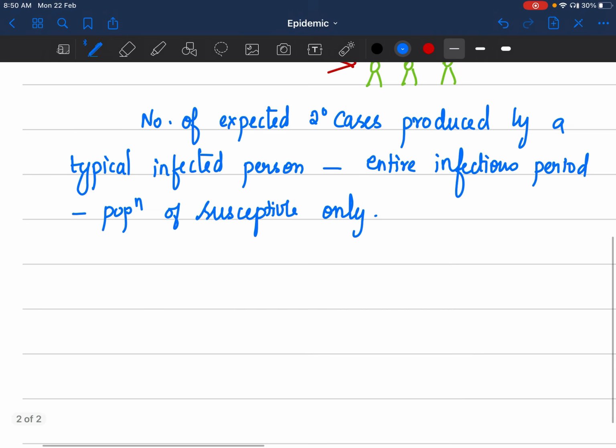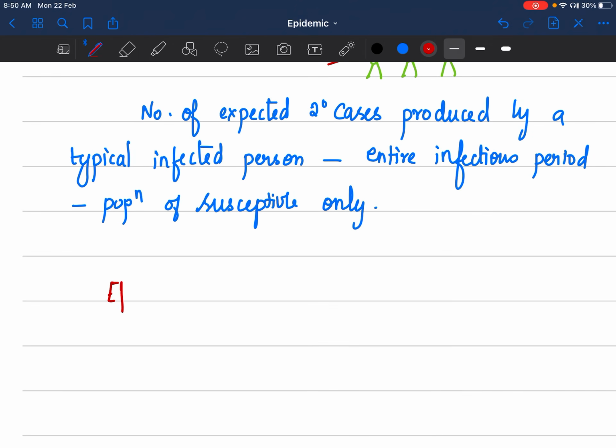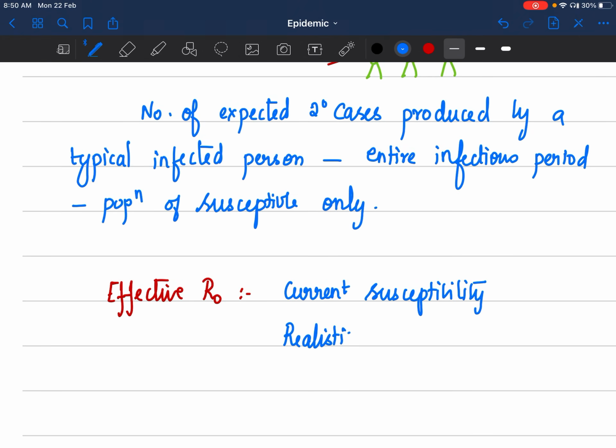So what happens in reality is something called an effective reproduction number. So what is an effective reproduction number? It gives the current scenario. The population's current susceptibility is taken into account. So what are the factors it will depend on? It will depend on the immunity in the population. The immunity can be due to the vaccination program or due to a natural infection. So this is a more realistic depiction rather than your usual basic reproduction number.